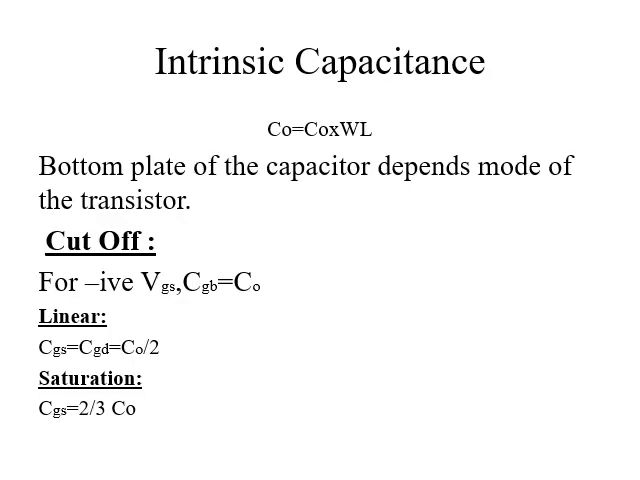Then we have the intrinsic capacitance. The intrinsic capacitance is given by C0 equal to COX times WL, where COX is epsilon OX divided by TOX, W is the width and L the length of the capacitor. The bottom plate of the capacitor depends on the mode of the transistor. We have three modes: cutoff, linear and saturation. In the cutoff region, the limit is a negative gate to source voltage and VGB equal to VGS.